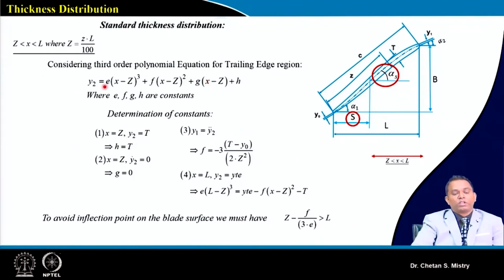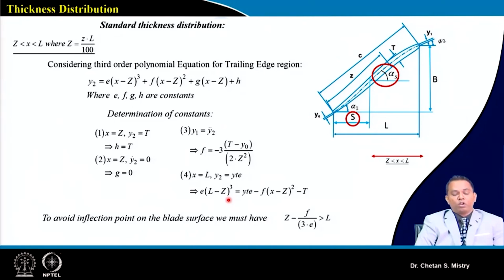Okay, so this represents how my value of y varies with x. We will be putting different boundary conditions at z, and this is at my trailing edge location. We will be able to achieve the distribution of the thickness on the suction surface as well as on the pressure surface towards the trailing edge side.